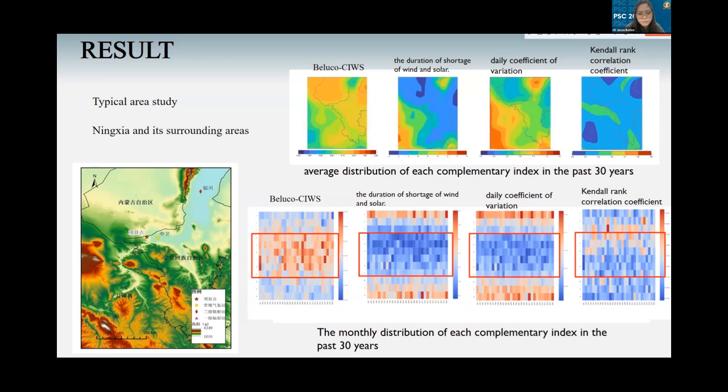In the following, these daily complementary indexes are averaged by every month in 30 years. Only the new index has a high value representing strong complementarity, while the other three indexes have a low value representing strong complementarity. It can be seen that the monthly changes of the four indices generally show a consistent trend, and the intraday complementarity is strong in summer and autumn. The duration of the shortage of wind and solar energy is low, and the stability is good.